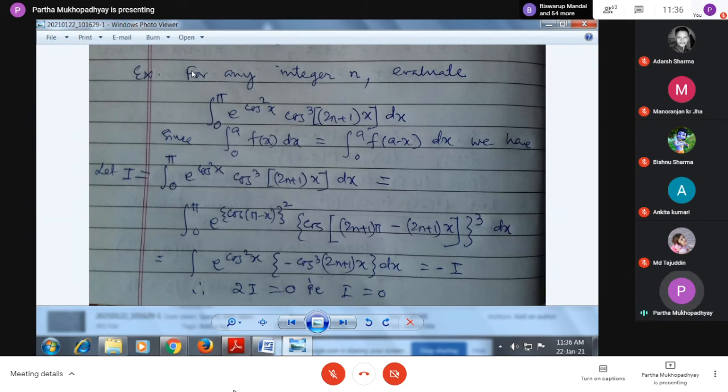Log of (1 plus x) by (1 minus x). But the reason is different. Listen carefully and observe carefully. The first integral was 0 just because the function is an odd function, isn't it? And the second integral is 0 by this property: integral from 0 to a of f(x) dx equals integral from 0 to a of f(a minus x) dx.